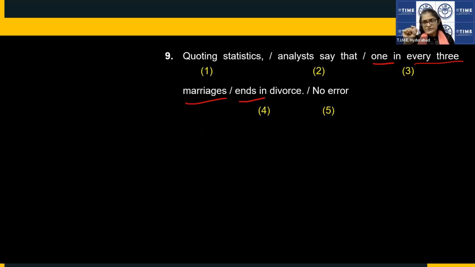You may get confused with marriages here. You may think it is a plural subject. It is not. 3 marriages do not end in divorce. 1 out of every 3. So the subject is one marriage, which is singular. Okay. For subject verb agreement, if you think there is an error, please go and accurately identify the subject, then you check. 1 marriage out of every 3 ends in divorce, so there is no error here. Okay.